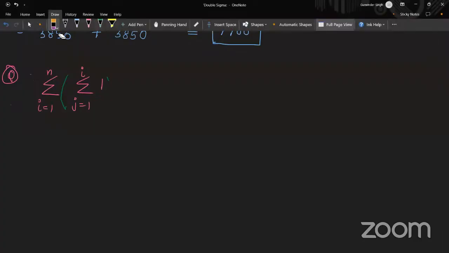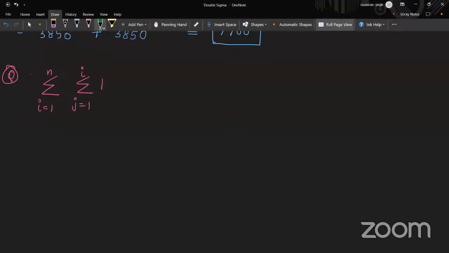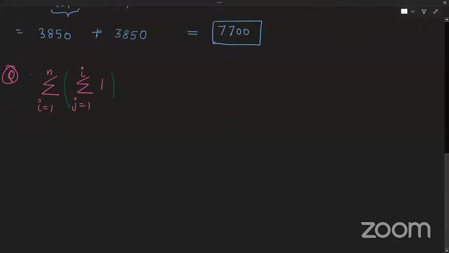Whenever they give you something like this, just form a mind map, okay? Separate out the two sigmas. Just think that one sigma is inside the other sigma. It will be easier to solve if you think it like this. Now see, it is sigma i going from 1 to n.